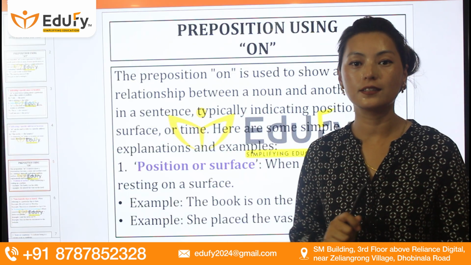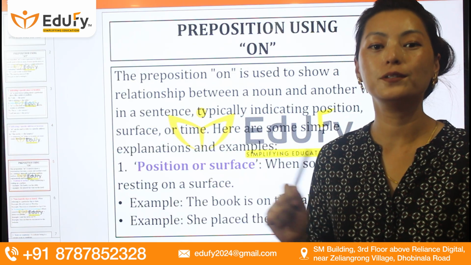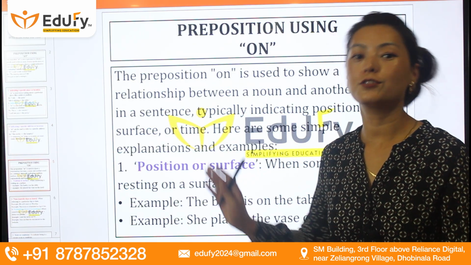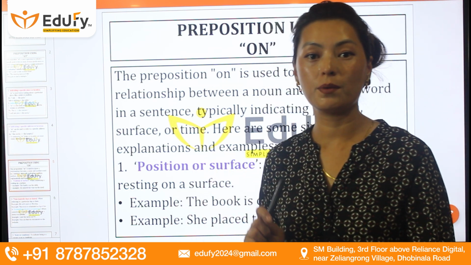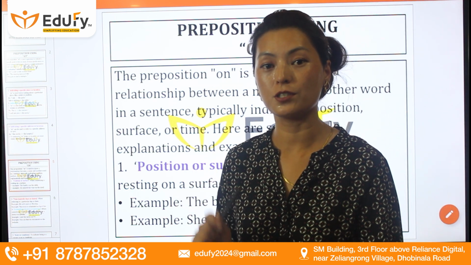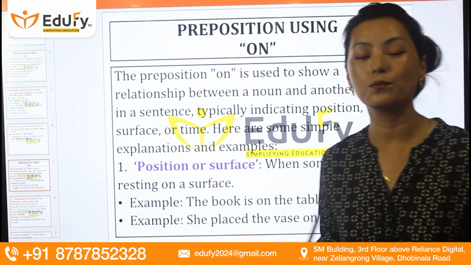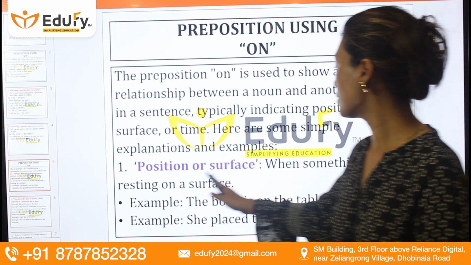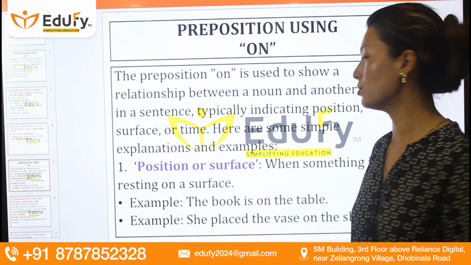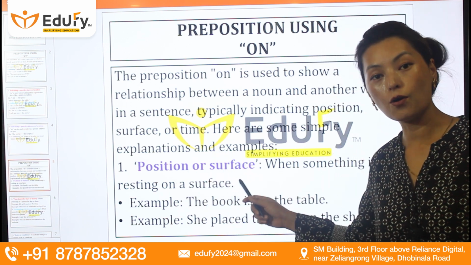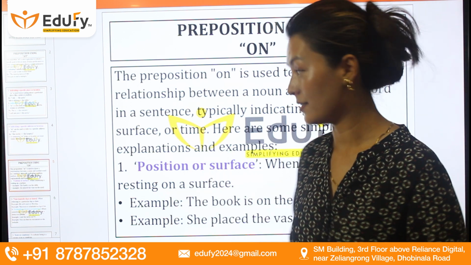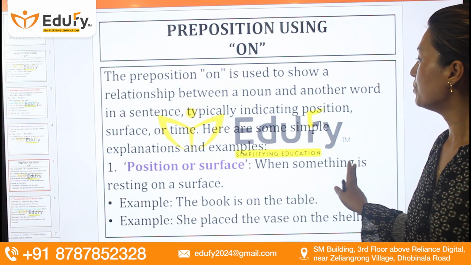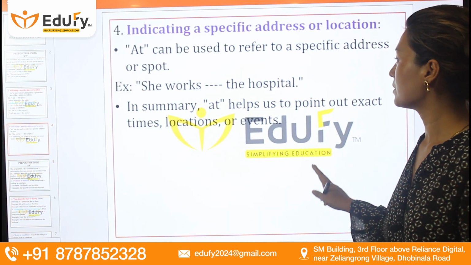Next, the preposition on. When do I use on? Similar to the preposition at, we also have 4 points that we have to remember when we're dealing with the preposition on. When do I use it? What is the usage? Preposition on is mainly used to talk about the position or the surface on which the noun is placed at.